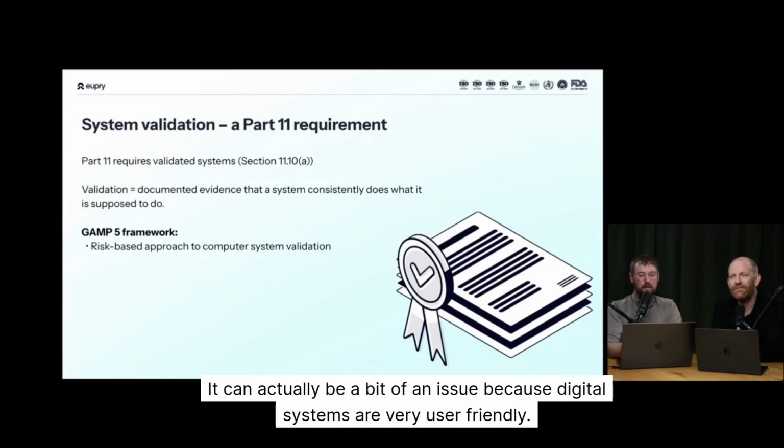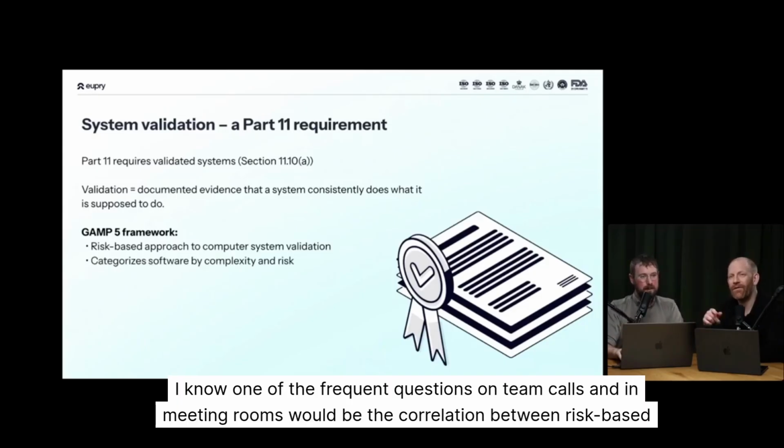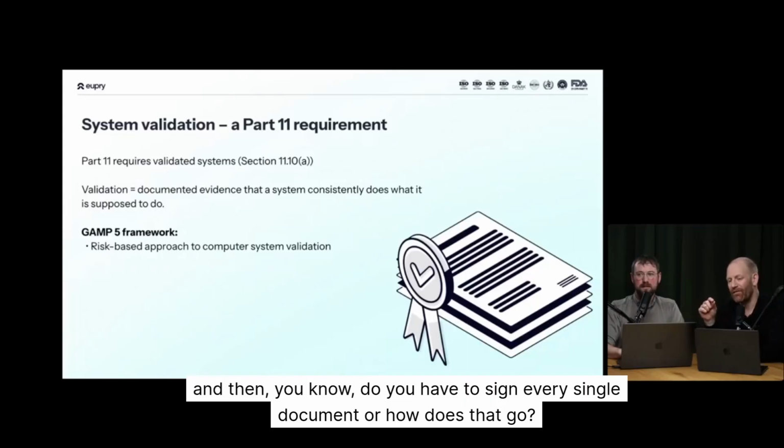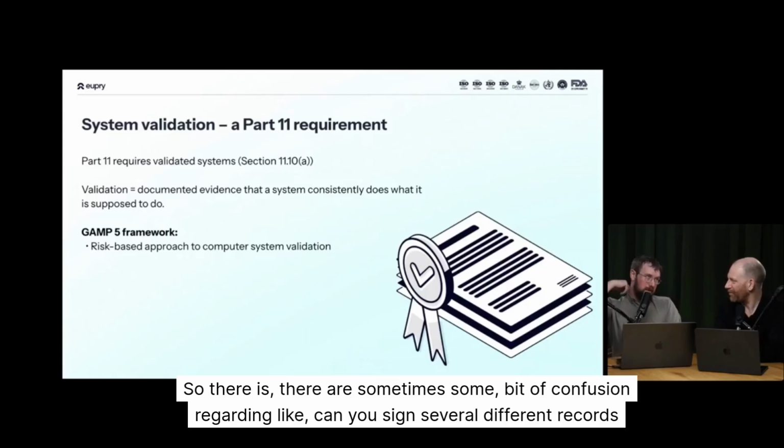It can actually be a bit of an issue because digital systems are very user-friendly. You might show some information in one view and some other in another. I know one of the frequent questions on Teams calls and in meeting rooms would be the correlation between risk-based approaches and signing: do you have to sign every single document, or how does that go? So there is sometimes a bit of confusion regarding whether you can sign several different records with the same signature.